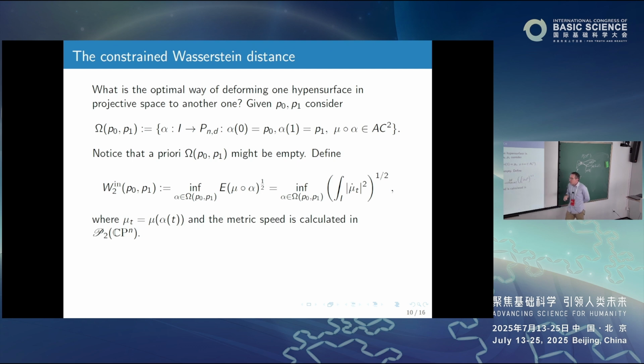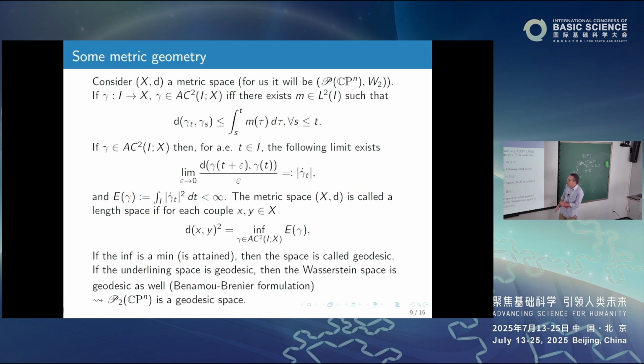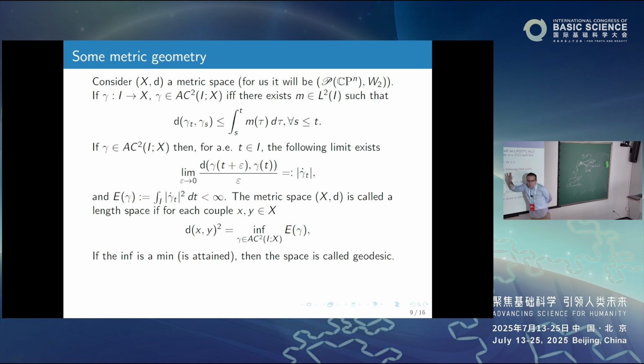In the Wasserstein space. And we define its energy, the energy of this curve will be the integral of what is called the metric speed of this curve. So now we just apply the definition that I brought here, but where the distance you have to think about is the Wasserstein distance, okay?